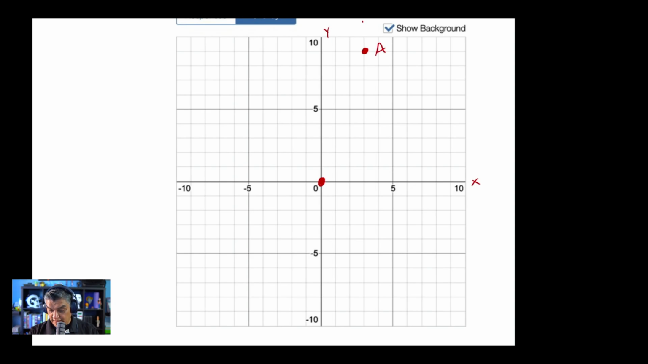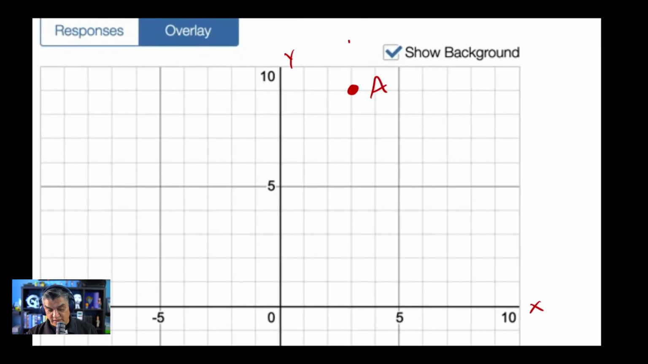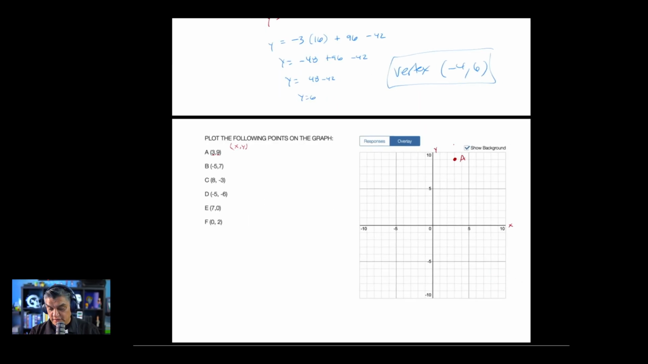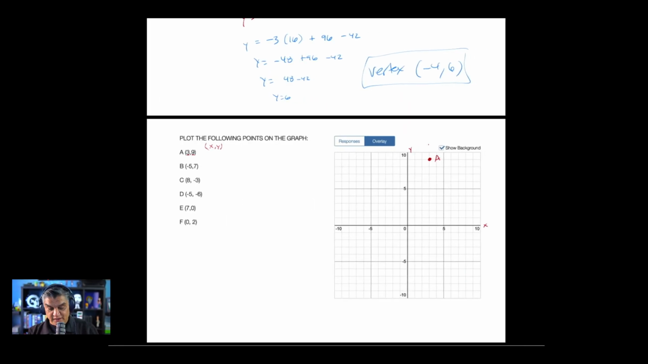And I'll label it A. Okay? That's how you plot a point. If you forgot, that's how you plot a point. You start at the origin, and that first number is how far along the x-axis you go. That second number is how far along the y-axis you go. That's it. Some of you are like, oh, that's right. Okay, I was doing this. I was going backwards, or I always flip them, mister.